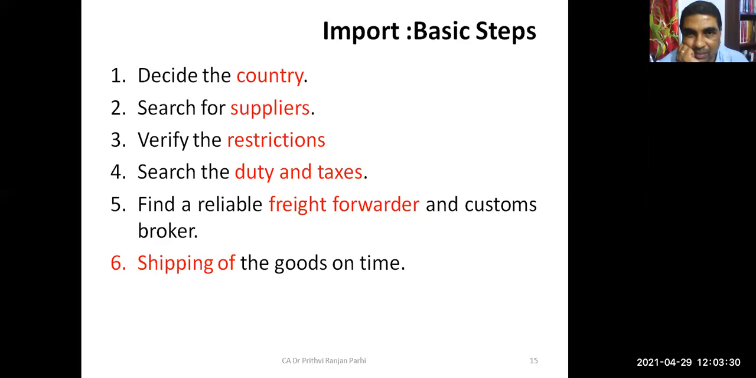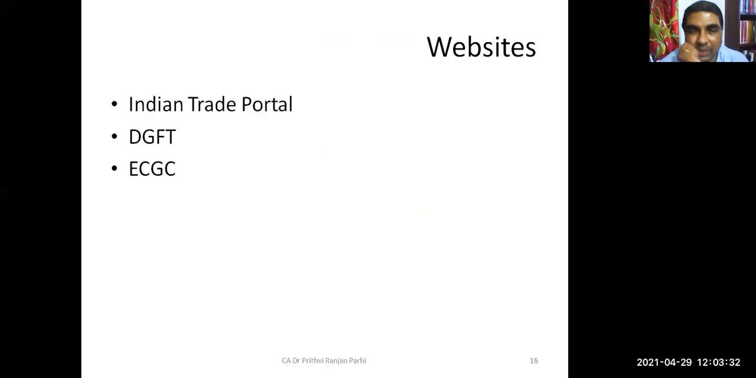Okay. To understand all these processes in detail, I suggest you visit these three websites. One is Indian Trade Portal. Second is DGFT. Third one is ECGC. These are the three portals. I'll be taking you to all these websites. First, let us go to Indian Trade Portal to understand the export-import process. This mostly deals with the export process, then DGFT, then ECGC. Just give me a moment.